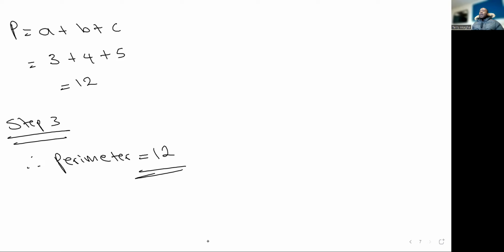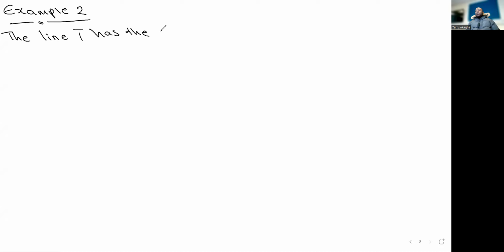So we're going to pick another example now. We'll go straight to another example. All right, let's solve another example. Example 2. We have a question here that said the line T has the equation 5x minus 6y minus 30 is equal to 0.